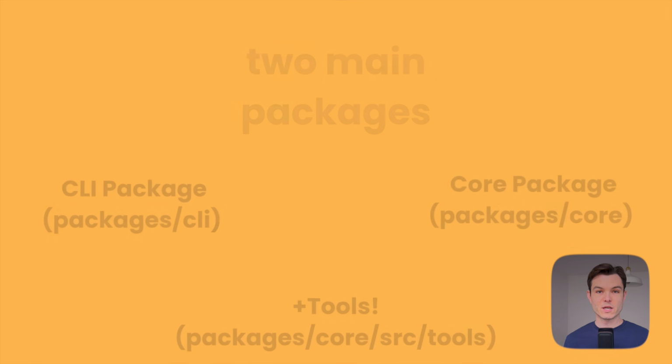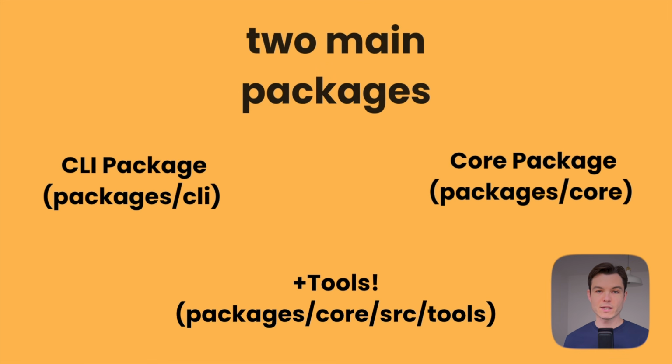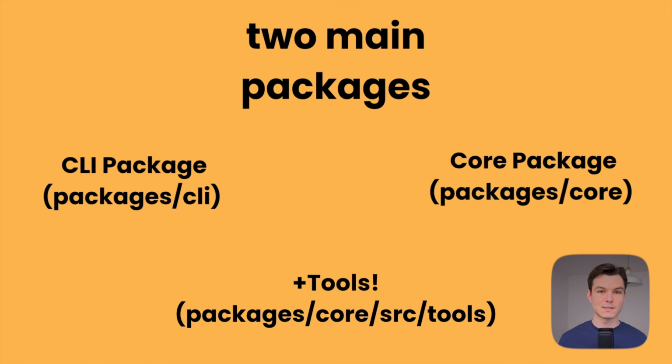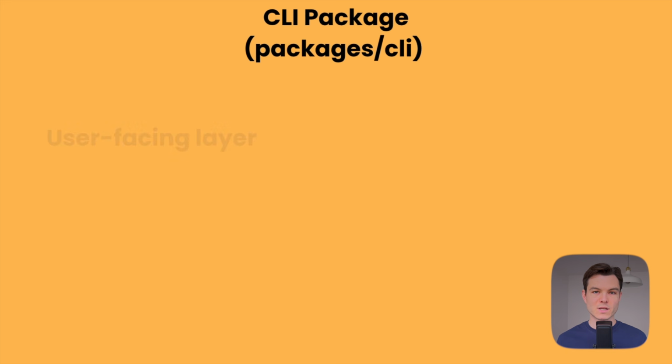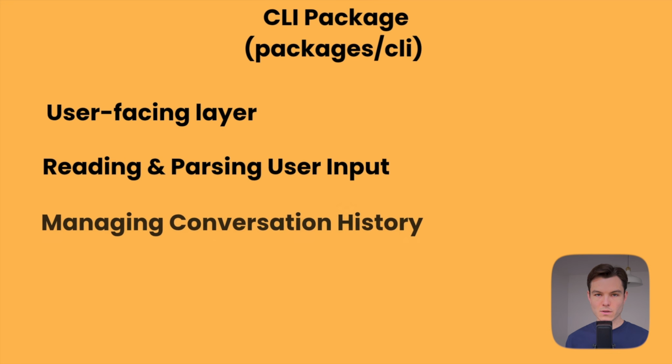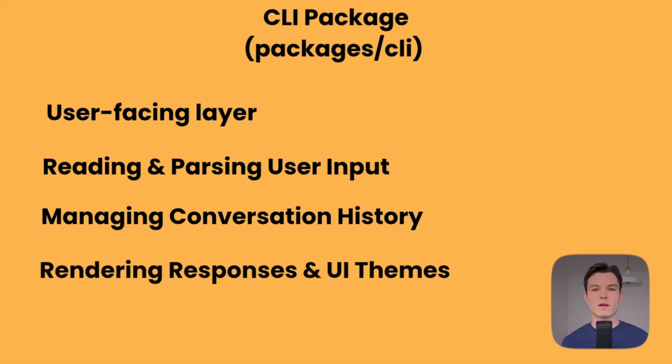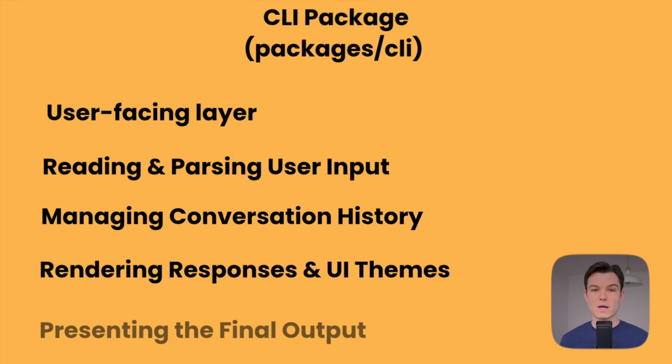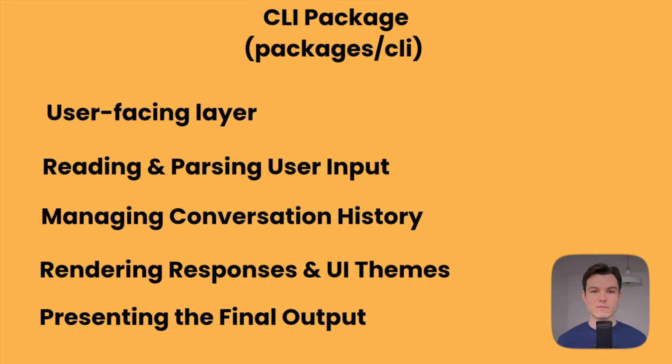and safe to use. Gemini CLI is built from two main packages and a set of tools that extend its capabilities. The CLI package. This is the user-facing layer. It handles reading and parsing user input, managing conversation history, rendering responses and UI themes, and presenting the final output. Think of this layer as the front end of Gemini CLI, responsible for user experience and display.